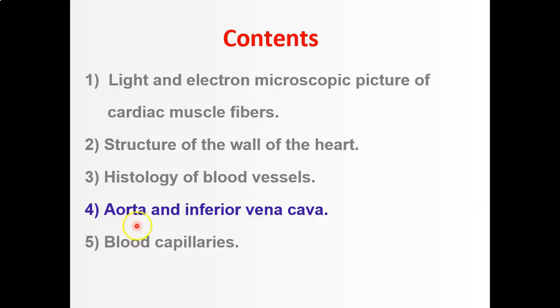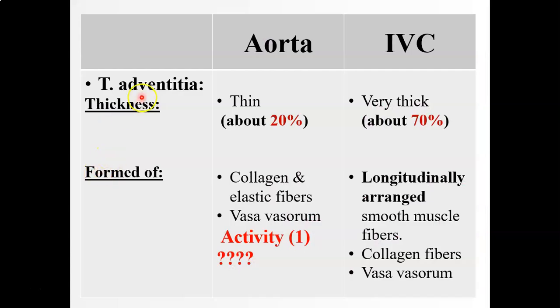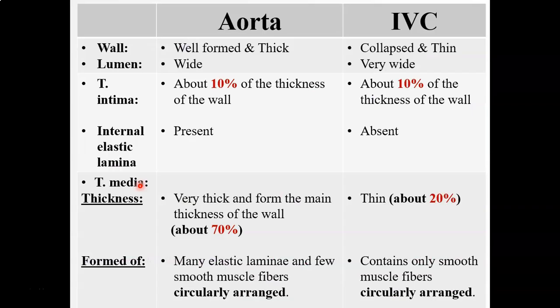Now, to compare between aorta and inferior vena cava, the large vessels, by the same rules we already set when comparing between any blood vessels. We have the wall, lumen, tunica intima, tunica media, tunica adventitia. In the aorta the wall is thick, in the inferior vena cava, the wall is thin. Lumen, as all of them are large vessels, so the lumen is wide here and very wide in the inferior vena cava.